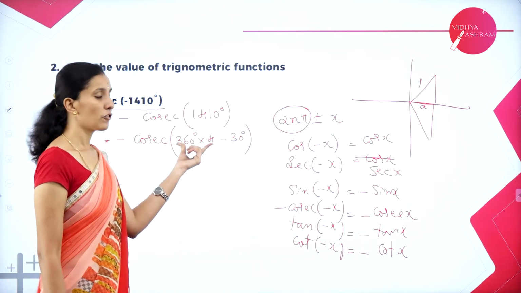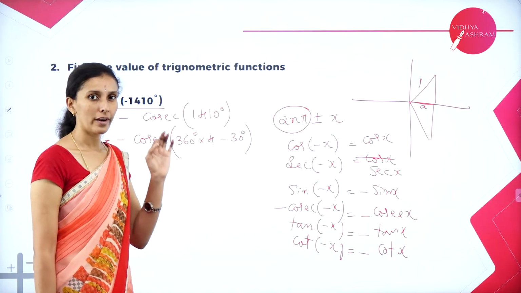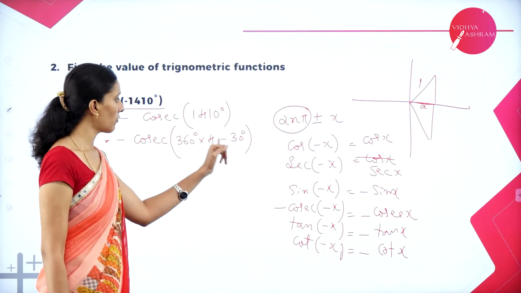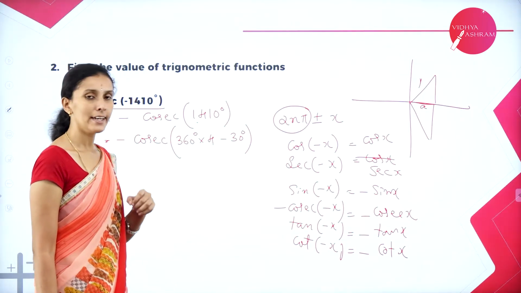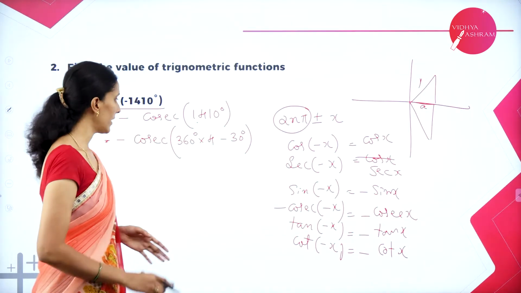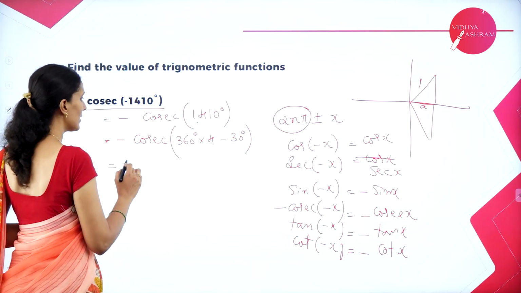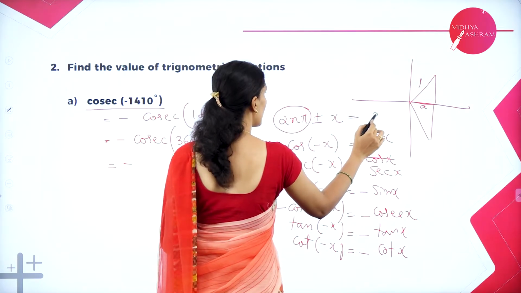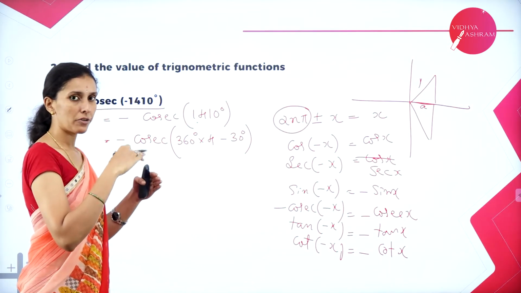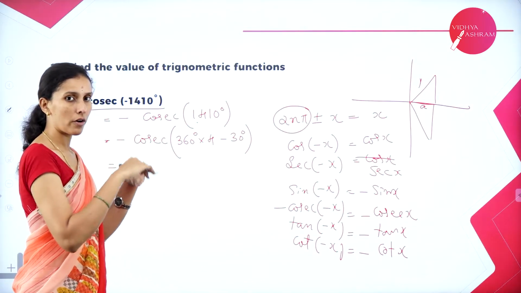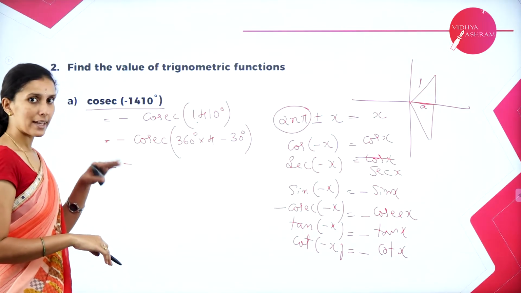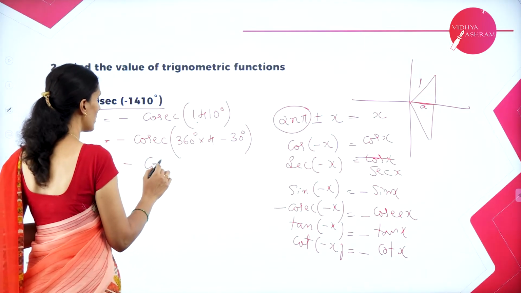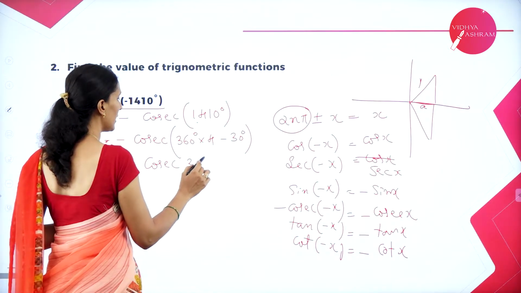So 360 into 4, you will get 1440. 1440 minus 30 degrees, again it is 1410 degree only. So therefore you can write this as, we have taken this as the same function. After one complete revolution, whether you add an angle or subtract an angle, you should write it as x only. So therefore it is cosecant of 30 degree.